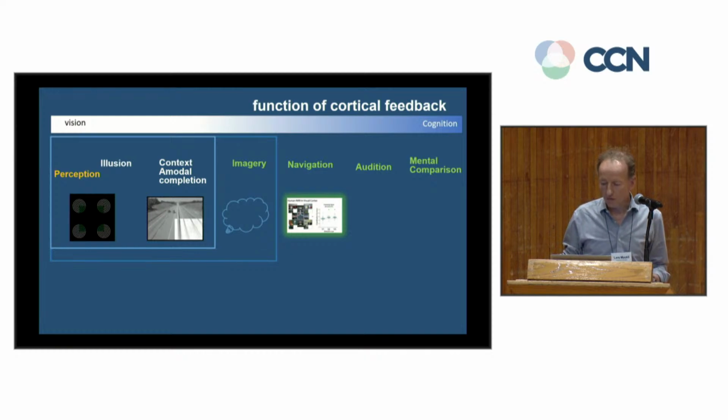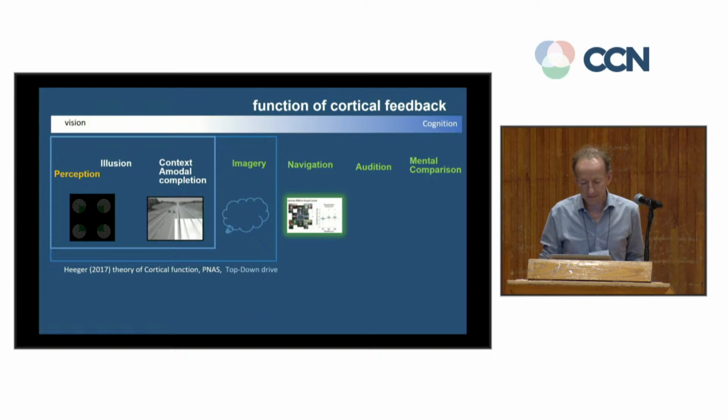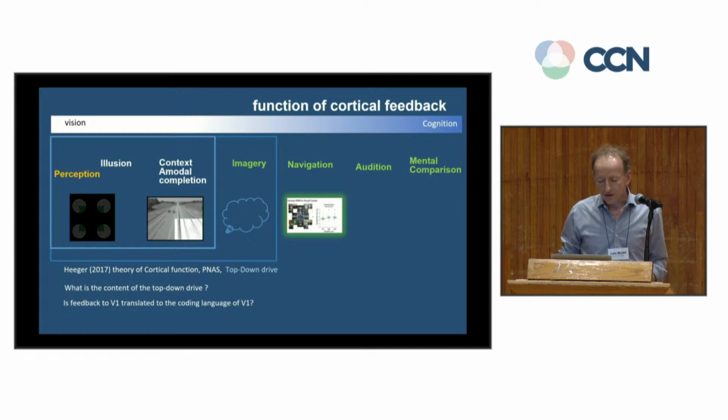And I will now move to 3 quick examples in which we liberate more from the language of V1. Up to here, I think it's very compatible with the model David Heeger has presented in PNAS, and would describe that as the top-down drive that modulates the properties of the features that V1 is representing. But the question is, what is the content of the top-down drive? If it comes from other sensory areas, is the feedback to V1 translated to the coding language of V1, or is it maybe contributing in a different way?